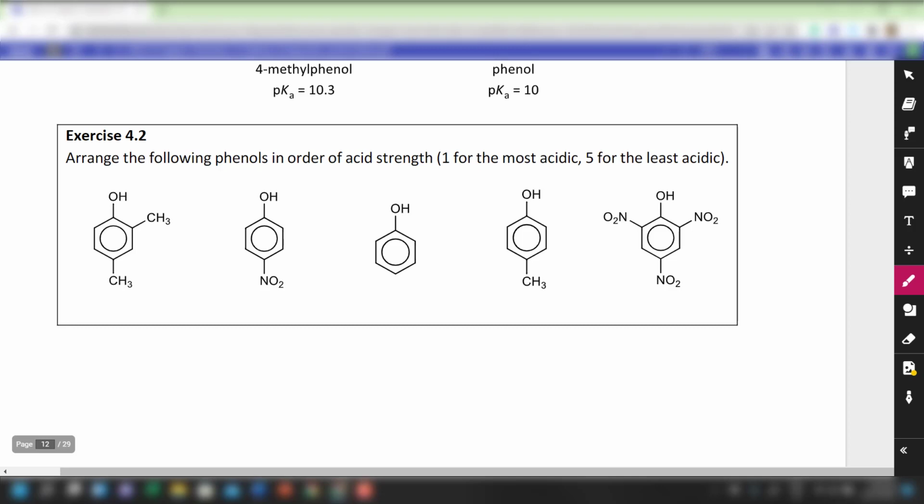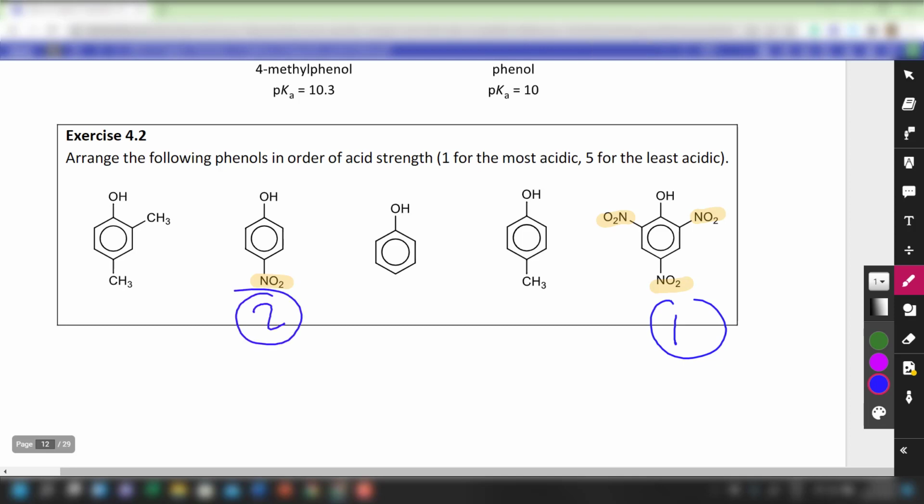You are asked to arrange the following phenols in order of acid strength. 1 is the most acidic, 5 is the least acidic. Simply using the same idea which we discussed earlier on, let me use yellow highlighter to highlight those electron withdrawing groups. So we have NO2 here, and then we have NO2 here. Obviously, this is definitely the most acidic because it is bonded to 3 electron withdrawing nitro groups. Then this is the second most acidic because it's bonded to 1 electron withdrawing nitro group. And then of course phenol is the benchmark, so it's number 3.